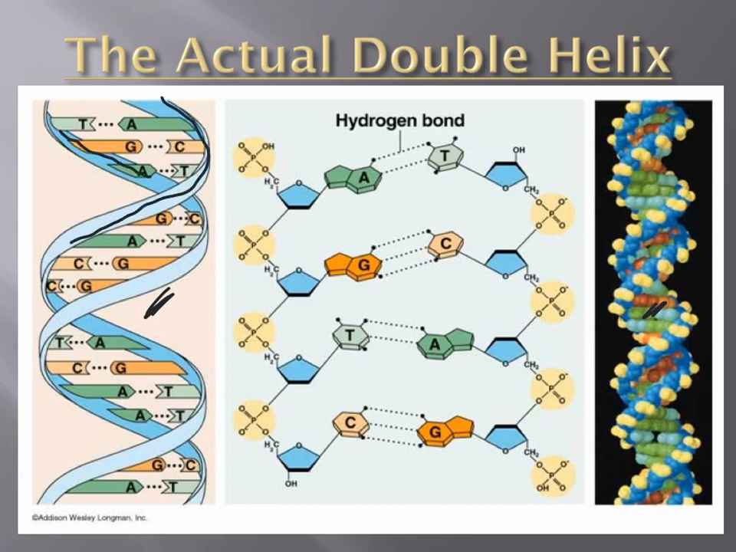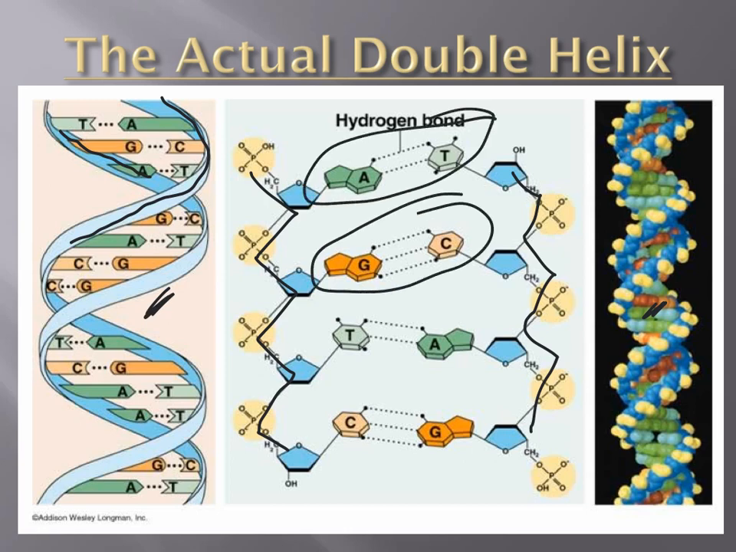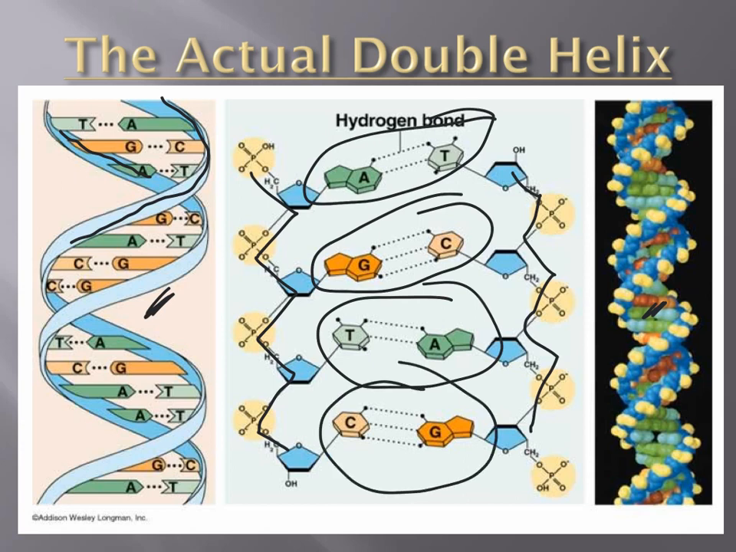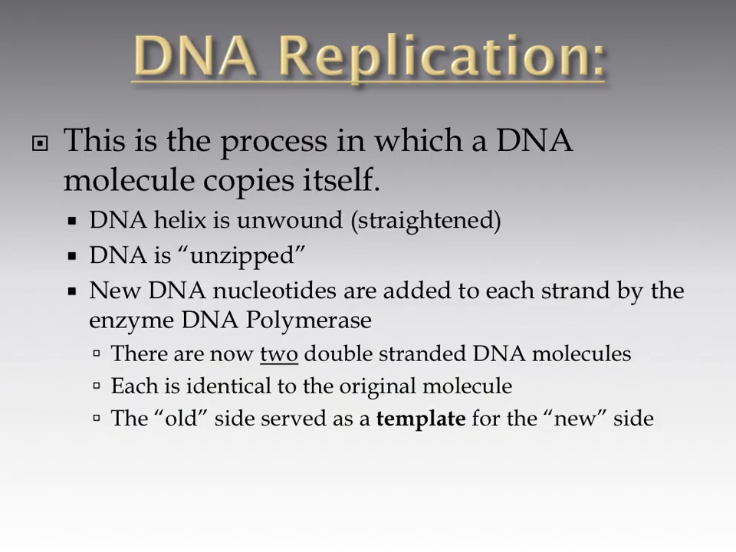Those sides, again, are alternating sugar and phosphates on both sides. And then in the middle, you have your nitrogenous bases bonded together. Note the 2 hydrogen bonds between adenine and thymine, and the 3 hydrogen bonds between cytosine and guanine. All right, so DNA replication is a process that has to happen before cell division can occur.